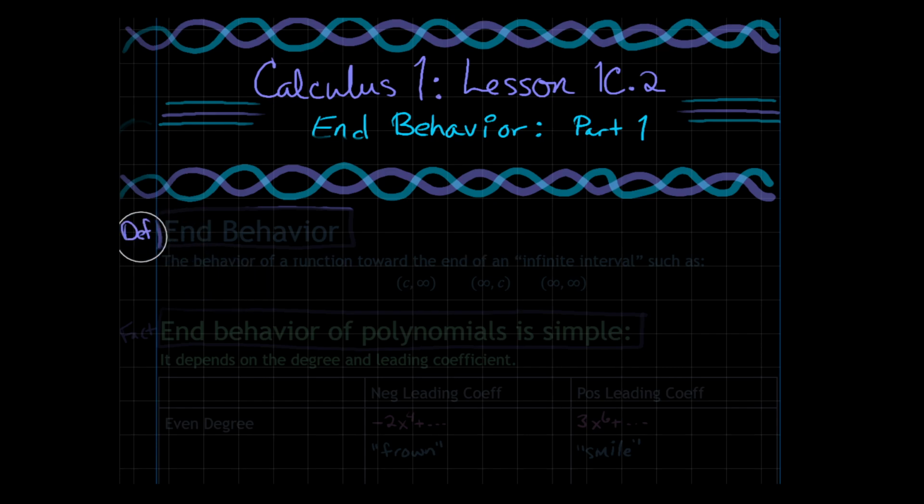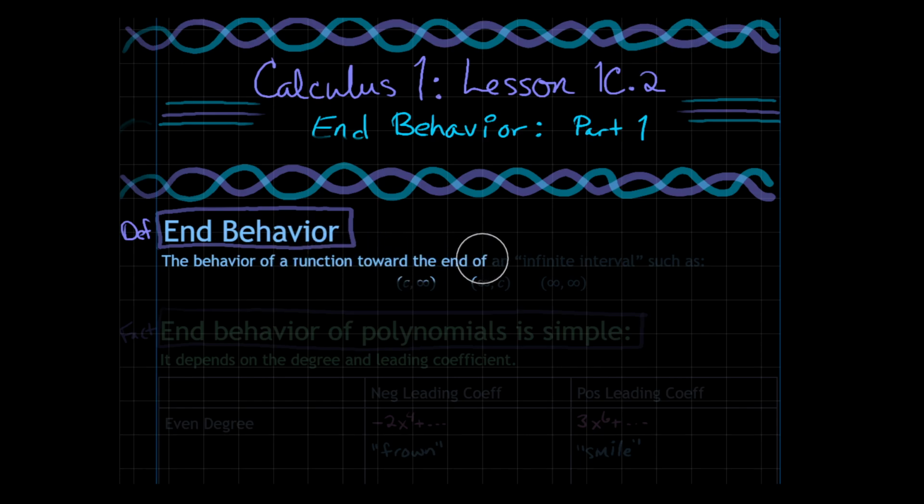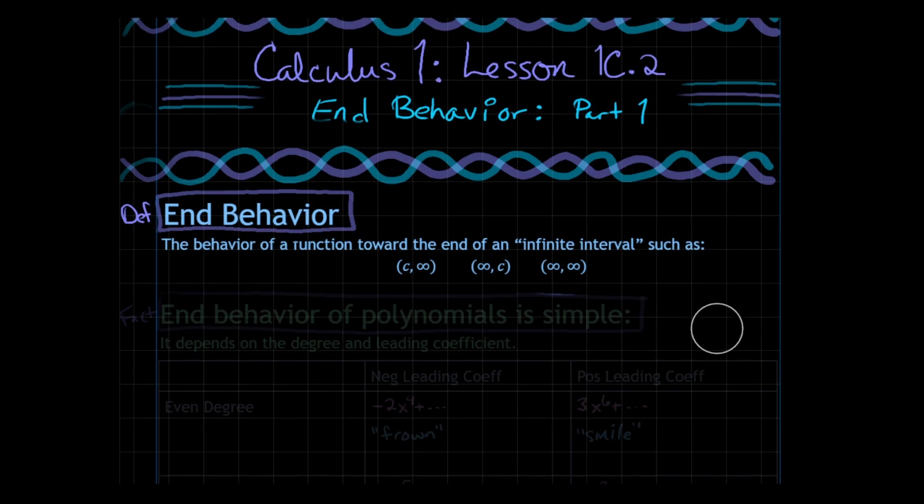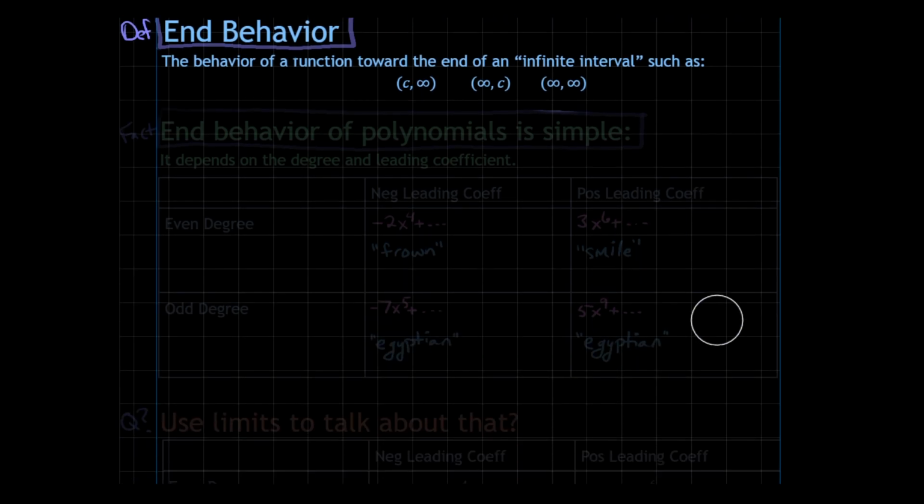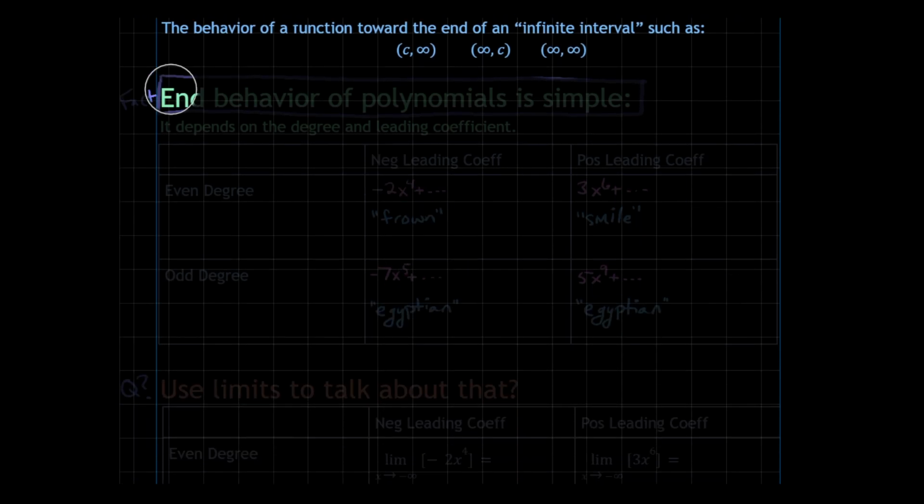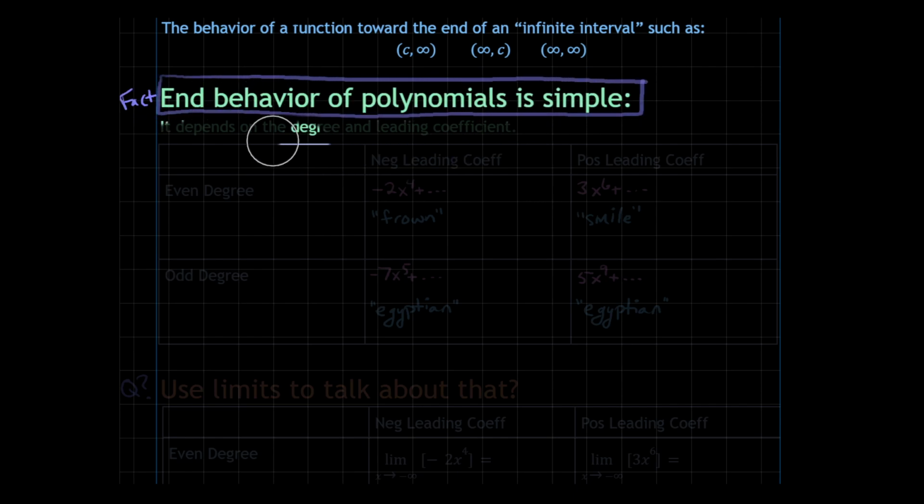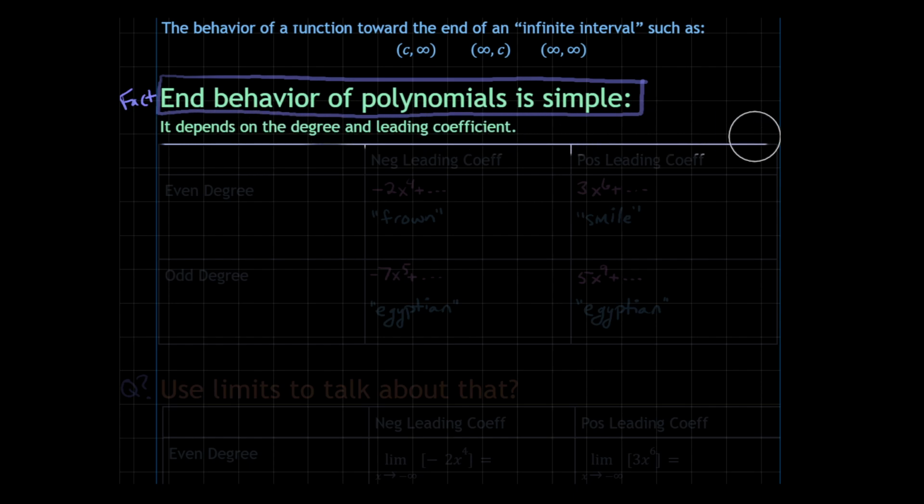End behavior is the behavior of a function toward the end of an infinite interval, such as c to infinity, negative infinity to c, or negative infinity to infinity. In a pre-calc class, you'd probably studied that as far as polynomials are concerned, because for polynomials, it's relatively simple. It's going to depend on your degree and your leading coefficient.